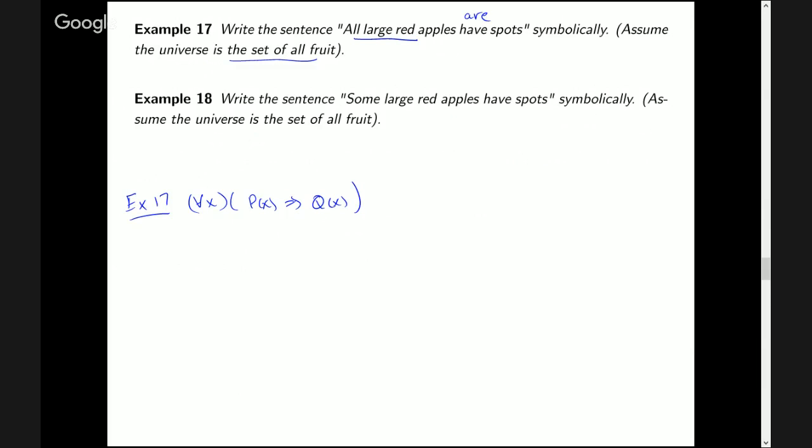Now, what is P of X? Large red apples. So let me write it this way. I'll mix math and English. For all X in the universe of fruit, for all fruit X, if, I'm just going to write it this way, X is large, and X is red, and X is an apple.